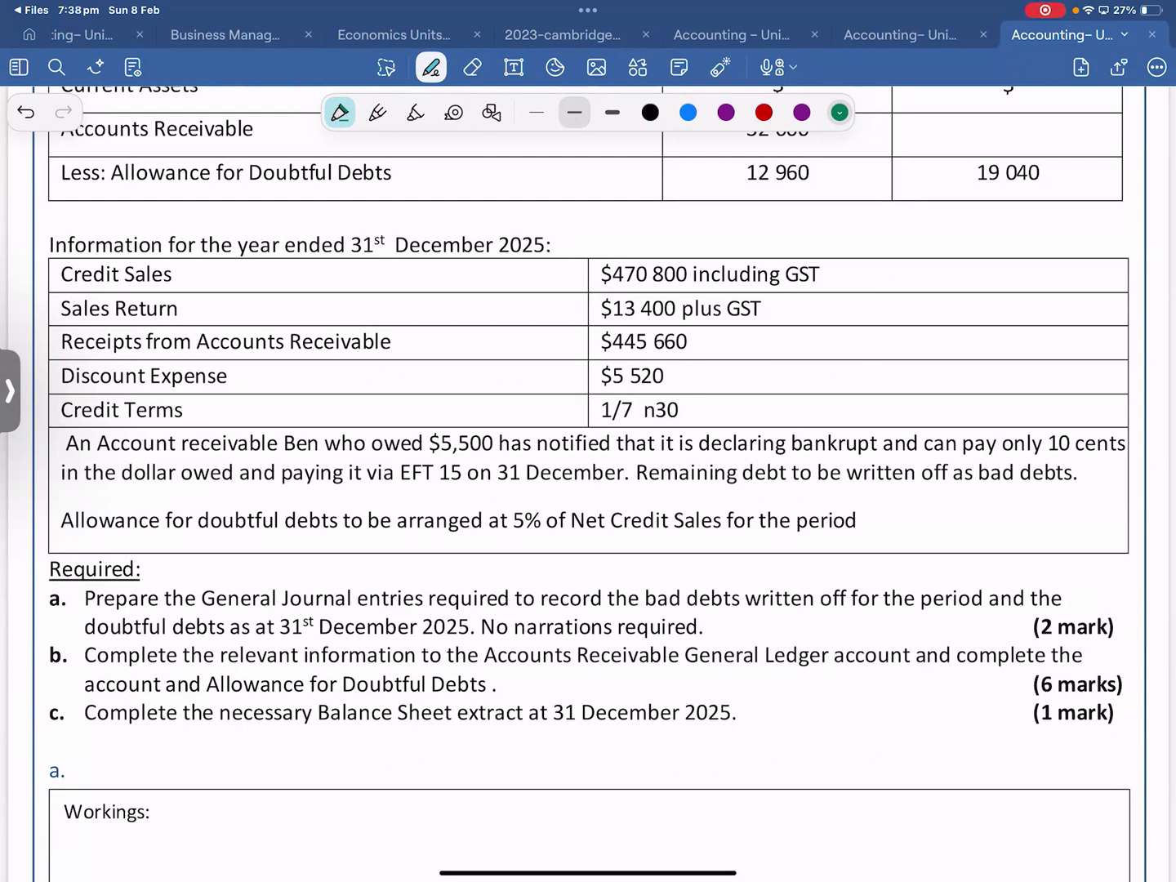Debit bank? Debit bank 550, debit GST clearing 50. No, debit bank 550, debit allowance for doubtful debts, and I'm crediting the accounts receivable. Correct. Okay, I think it should be fine.